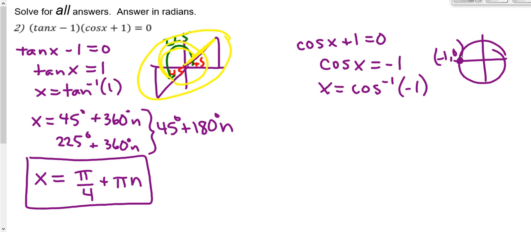Unit circle, quadrantal angle. So x is 180. That's the only one there is when you go around the circle one time. But then all the rest of them, coterminal with that, would be 360 degrees or some multiple of 360 degrees away. So we still add our 360n and then convert that into radians. So we have pi plus 2 pi n.